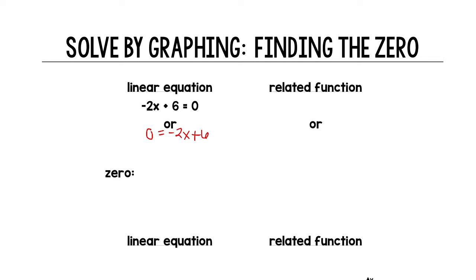The same can be said with a function. If we write a function in function notation, f of x equals negative 2x plus 6, I can switch that f of x to y and have y equals negative 2x plus 6. These two equations are the exact same. One's in function notation and one is not.